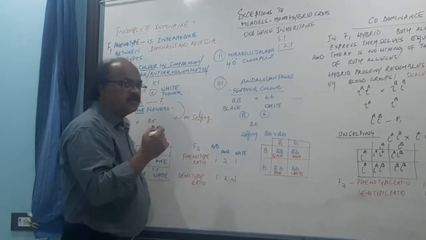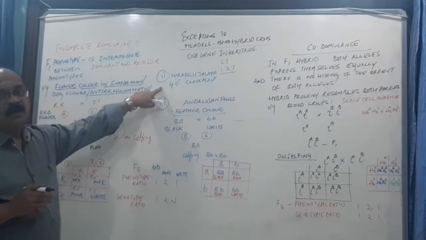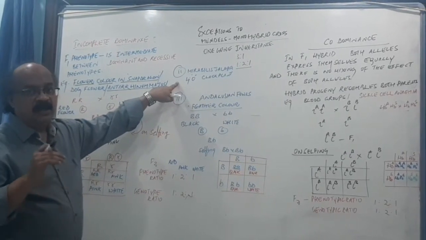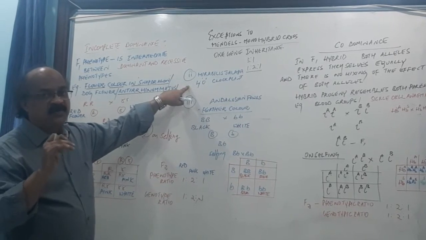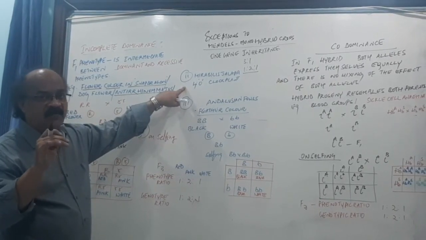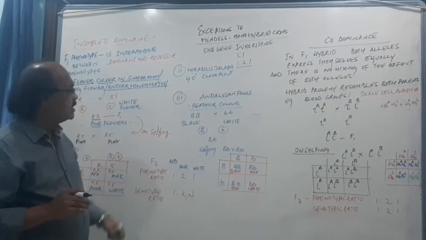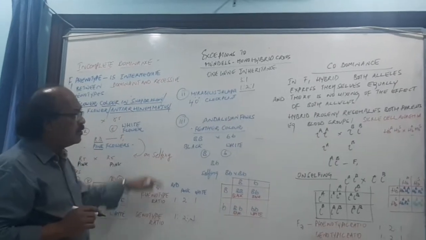There are two more examples you can quote. Mirabilis jalapa, commonly called the 4 o'clock plant. In this Mirabilis jalapa also, red flowers are dominant over white flowers, and you got pink flowers, just like the snapdragon.